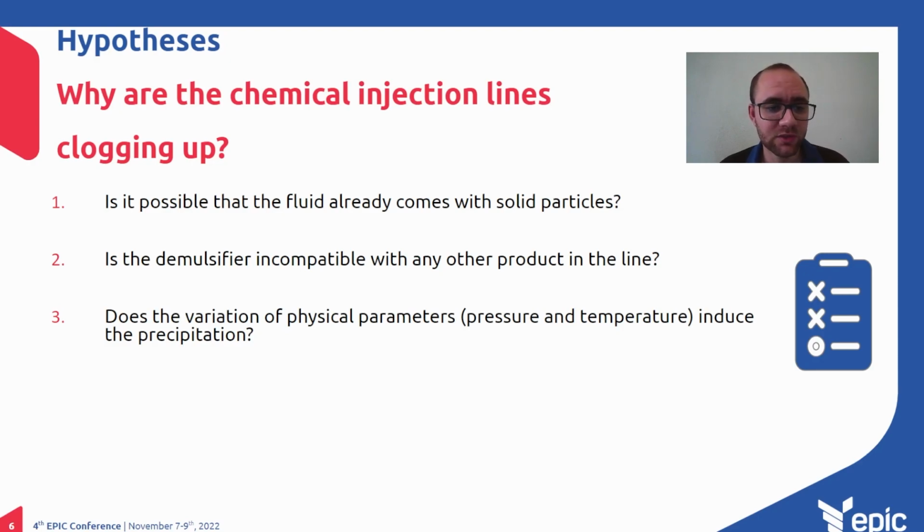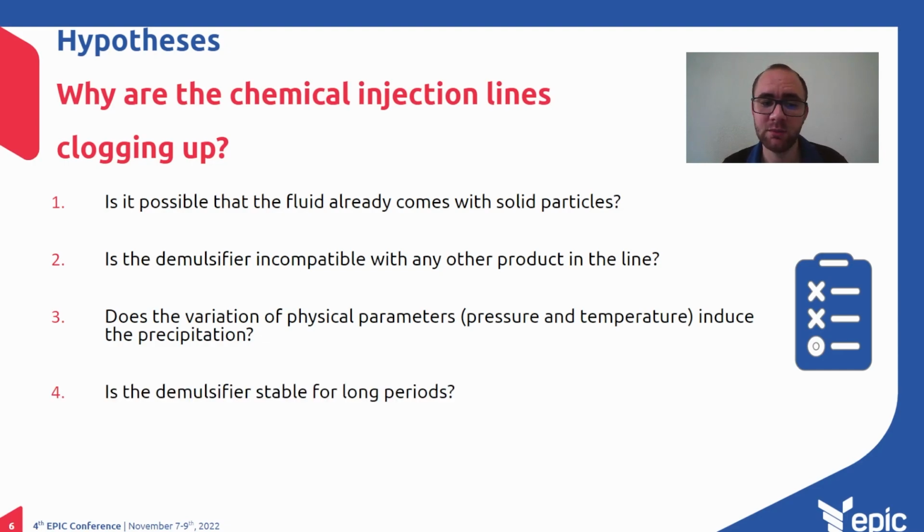Then we have the variation of physical parameters such as pressure and temperature that could induce precipitation. We know that in the injection system we have different conditions: first the platform, then conditions in subsea. You have, for example, 4 degrees Celsius at the seabed, and then you have different changes of temperature and pressure in the line. So this induces precipitation. We need to know.